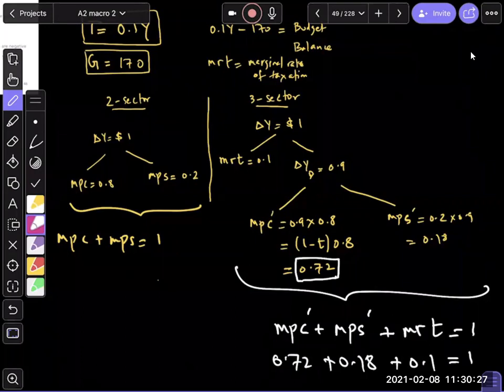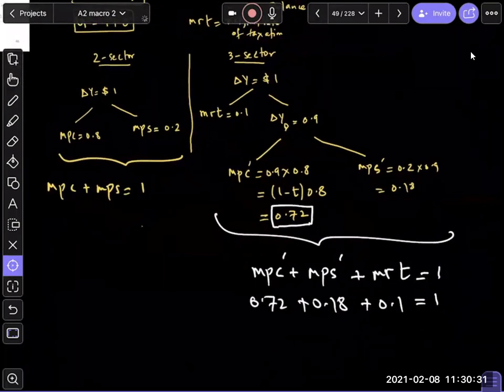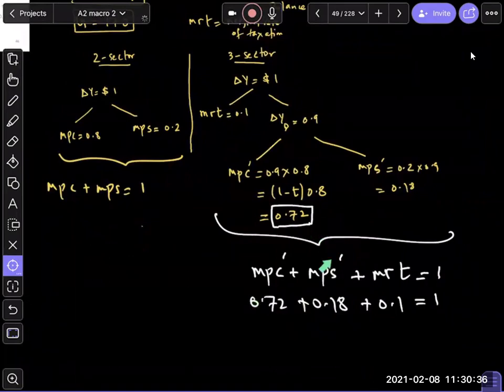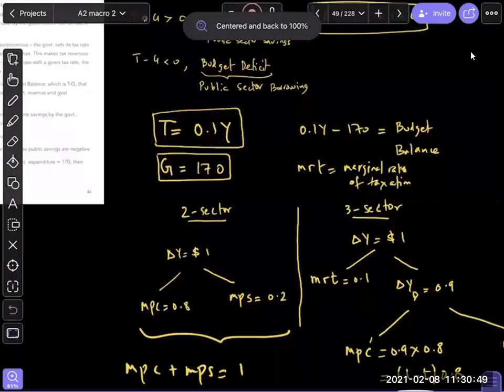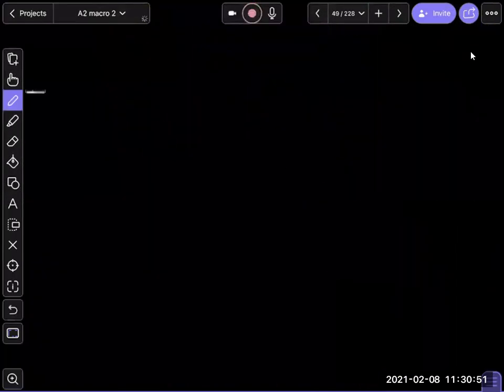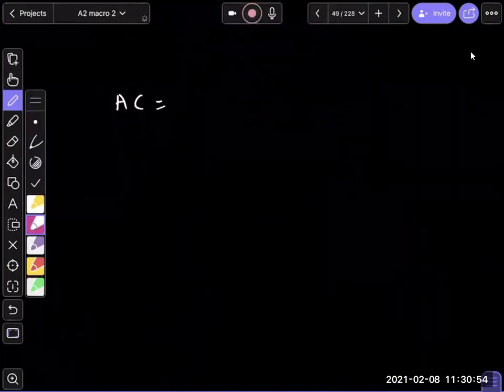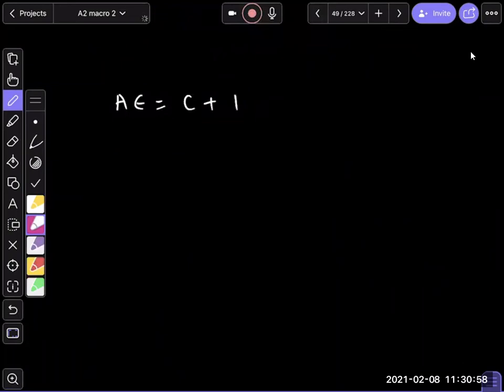Are we good? Makes sense? Any questions, guys? Do we get this idea of how MPC changes? We'll see a lot of MCQs which will help us understand how this gets tested. But I want to now move on to a new equilibrium. Remember, this is your value of MPS, this is the value of your MPC, and this is your tax rate. So now let's make our equations. We're going to stick with the same numbers. Are we good to move on?